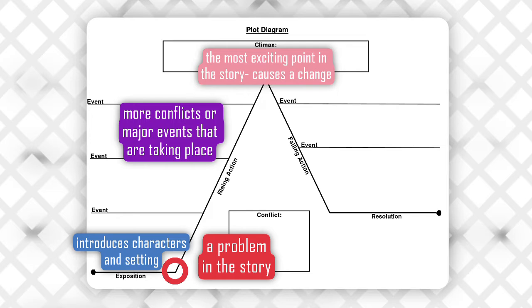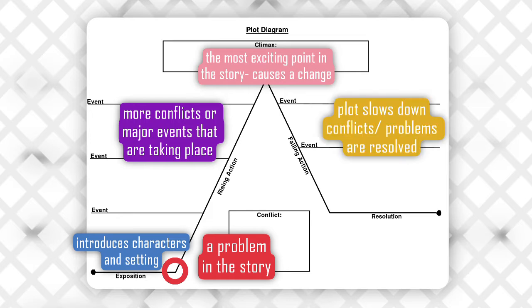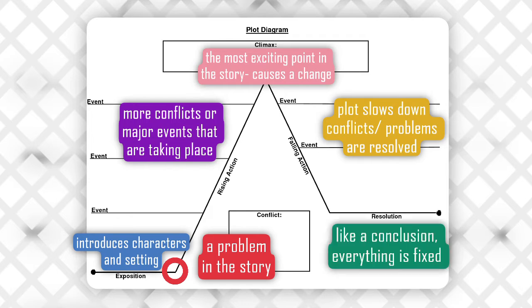After that, we move on to the climax, and that's the most exciting point in the story, and it's normally where you see a shift. You see a shift from there being a bunch of conflicts and issues to a part where things are starting to be resolved. In the falling action, the plot starts to slow down, and all of these conflicts and problems that have been happening throughout the story begin to be fixed. The last part we have is the resolution, and it acts like a conclusion to the story. Everything is fixed, the characters go back to normal, the setting might be a little bit different, but pretty much the story is over.